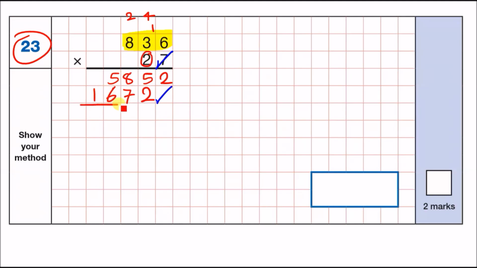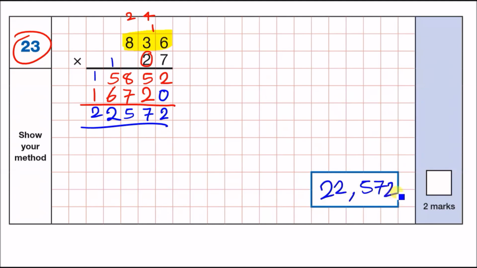Now, all you want to do here is just add everything up. And by the way, this little blank here can literally be replaced with a 0. So if you wanted to, you could just put a nice 0 there. So adding all this up, we're going to do 2 plus nothing is 2. 5 plus 2 is 7. 8 plus 7 is 15, so 5 carry the 1. Let's put 1 up here. So 1 plus 5 is 6. Add another 6 is 12. Carry the 1. And finally, 1 plus 1 is 2. That's it. So your final answer is 22,572.